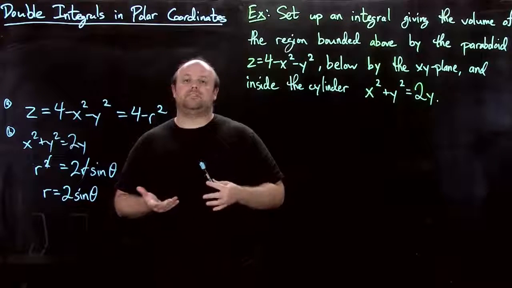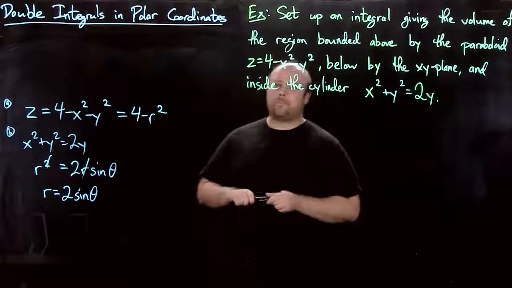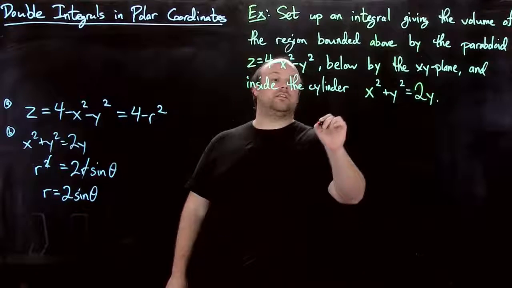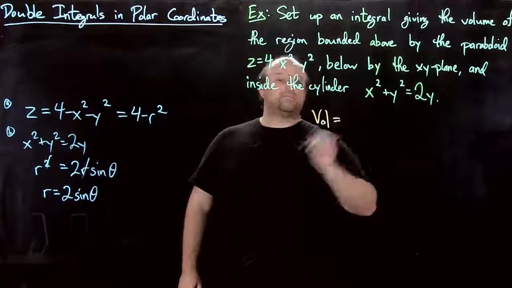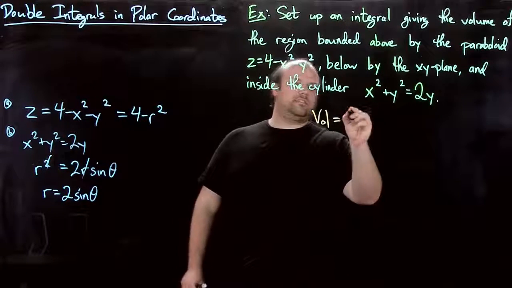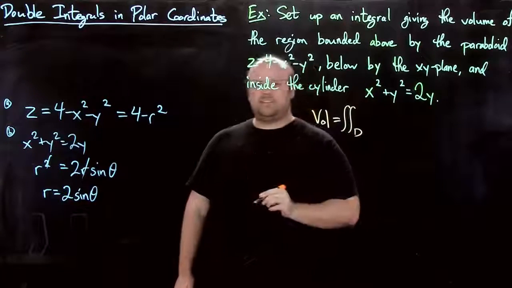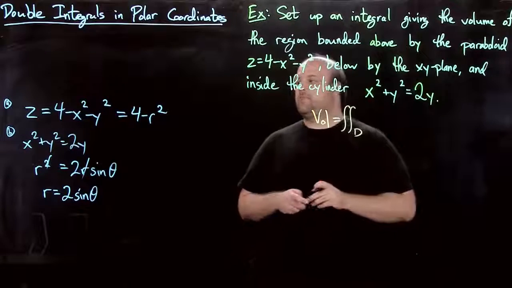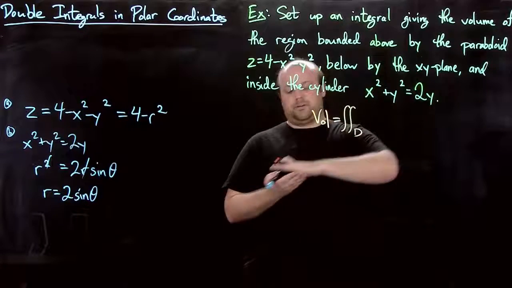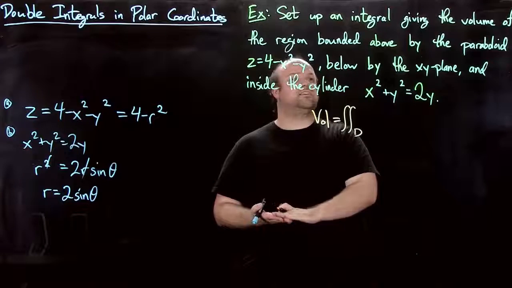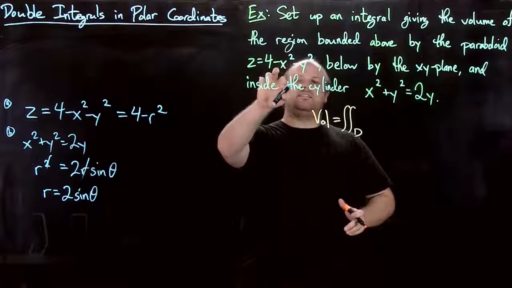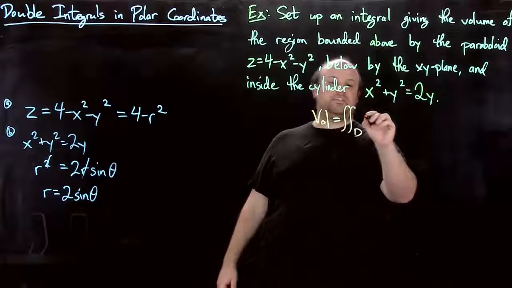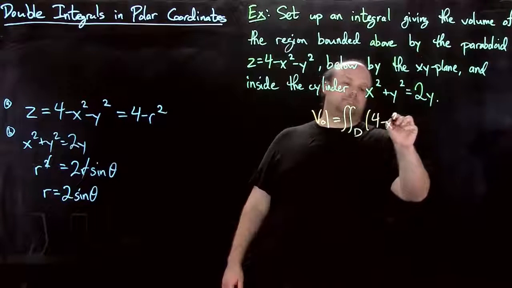Now we need to set up an integral here. Of course, the volume is going to be given by integrating over the base the height of the region. The floor of the solid is the xy plane, and the height is this paraboloid. So setting it up in Cartesian coordinates, we'd get something like this.